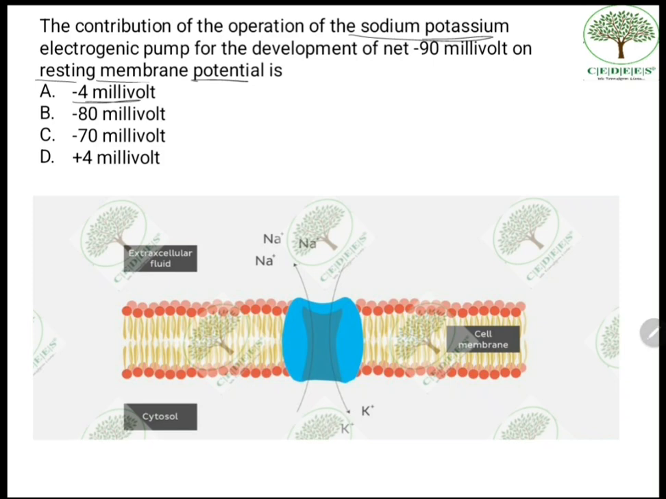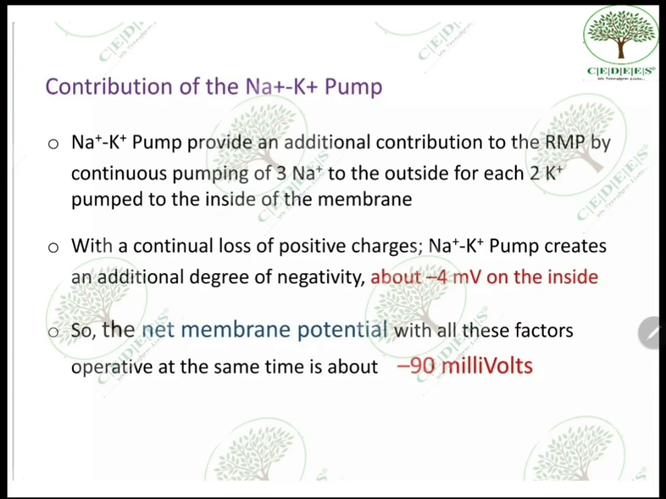There are a number of things which will contribute to this RMP. Here the question is about the NaK pump. So this pump, by pumping 3 Na outside and 2 K plus inside, will contribute an additional -4 mV to the resting membrane potential. So this is exactly what I said. Now, due to all the other factors, the net membrane potential ends up becoming -90. There are also a number of other factors which add their own negativity to it. But by this pump, it's a -4 millivolt negativity which is added to the RMP.